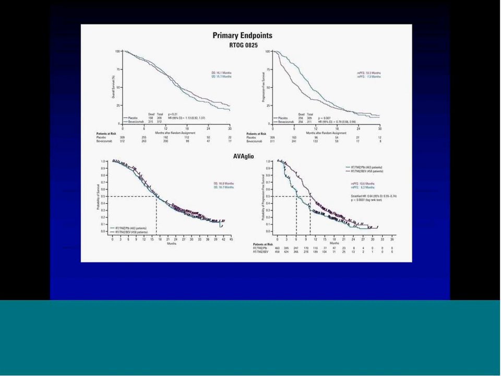Yes, this is overall survival. Yeah, this is progression-free survival. Correct. New slide. And what they showed is that really there was no difference in overall survival for either group. And actually, in fact, the bevacizumab group in the RTOG study actually did a little worse in overall survival.